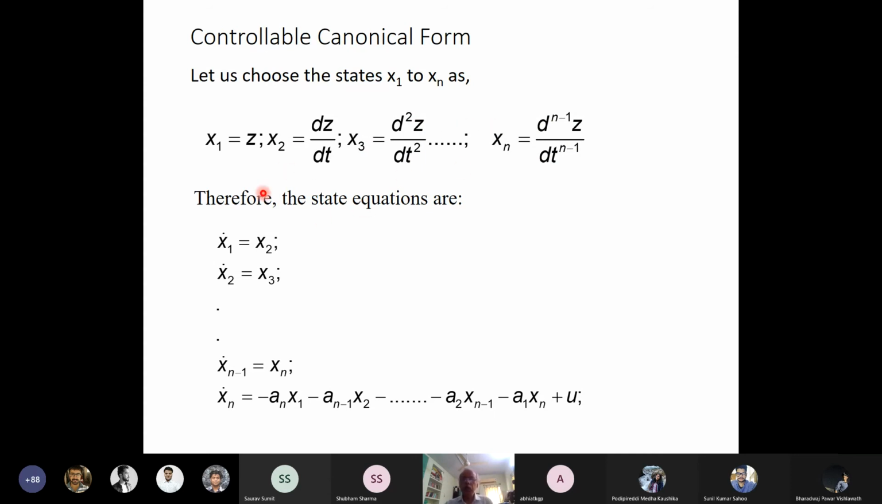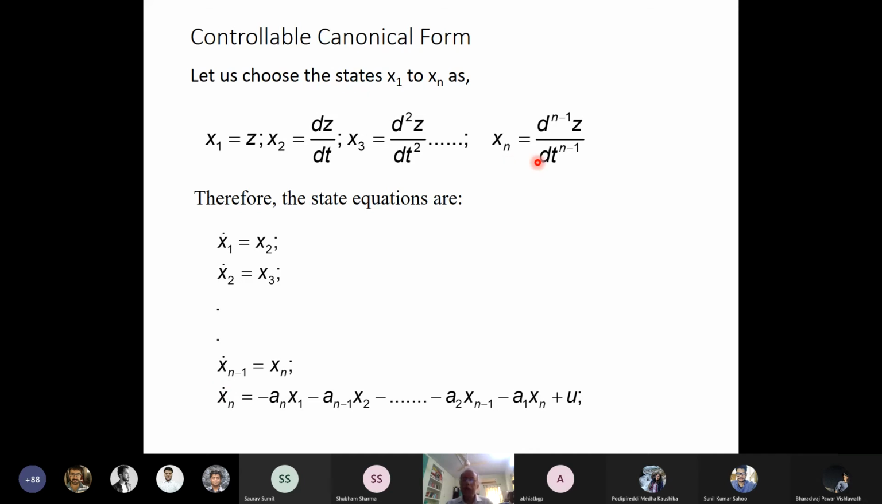If it is so, then x1 dot is dz/dt, which is equal to x2. So x1 dot is equal to x2. Similarly, x2 dot is equal to x3, and so on, up to x(n-1) dot, which is equal to xn.